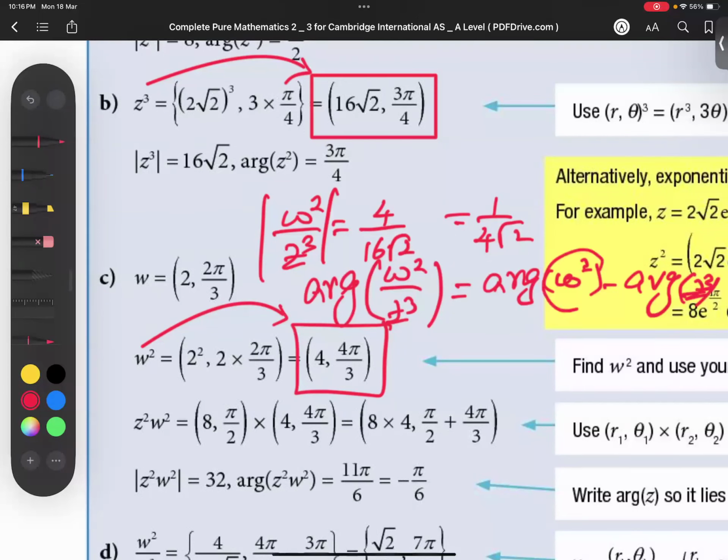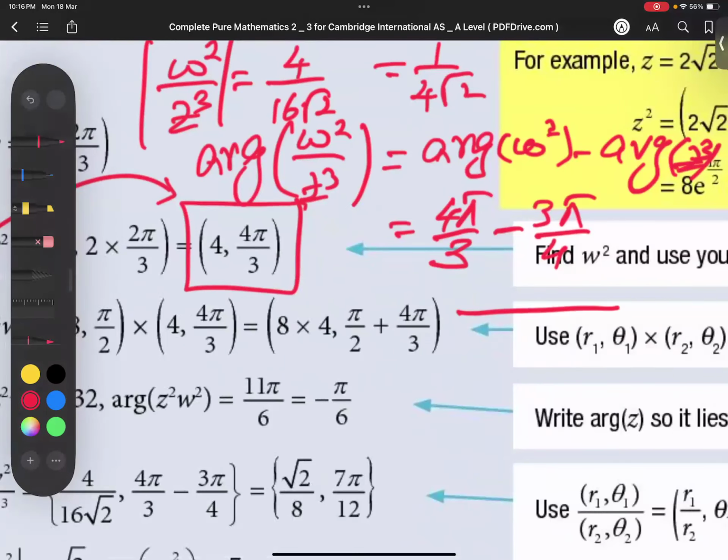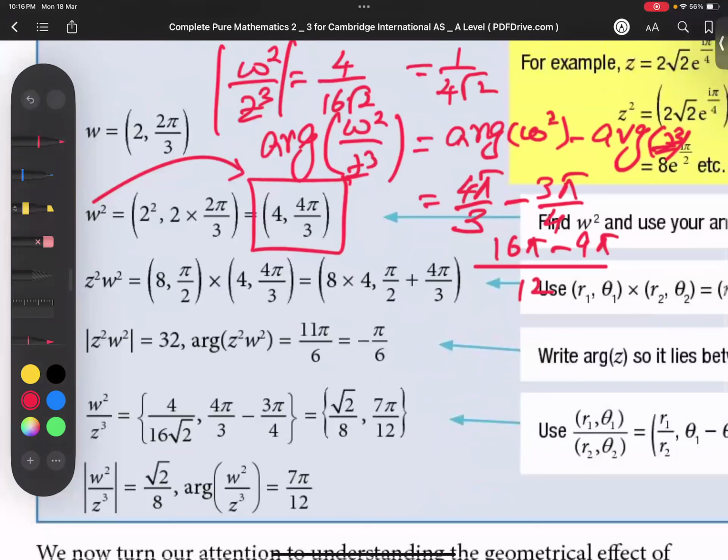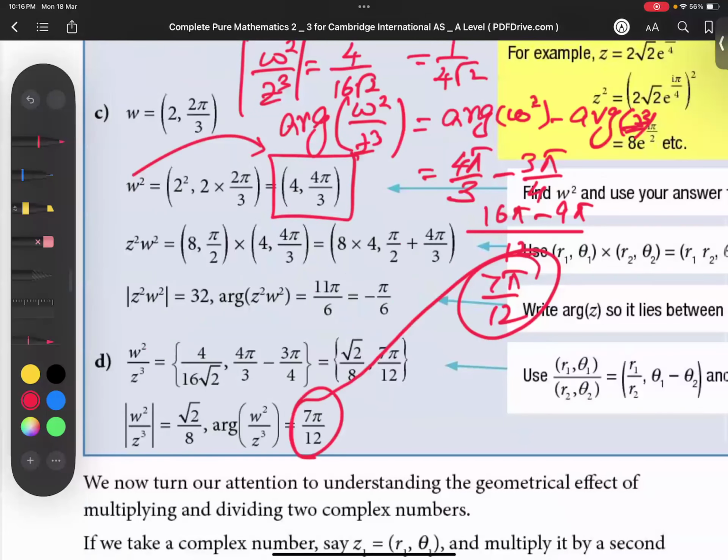Okay, wait, please. W square argument is 4 pi by 3. And argument of Z cube is this one, so 3 pi by 4. If I type in the calculator, I got 3 for the 12 LCM, 4 for the 16 pi and 3 to the 9 pi. So if I check it carefully, I get 7 pi by 12. Alhamdulillah. You see, the argument is very clear after simply subtracting.